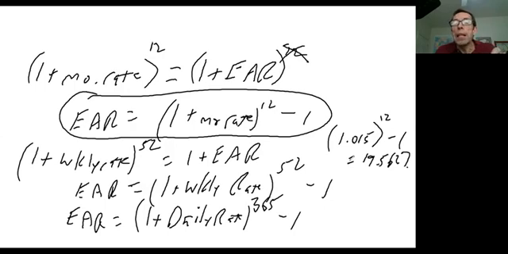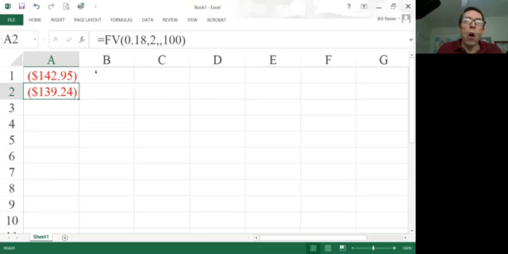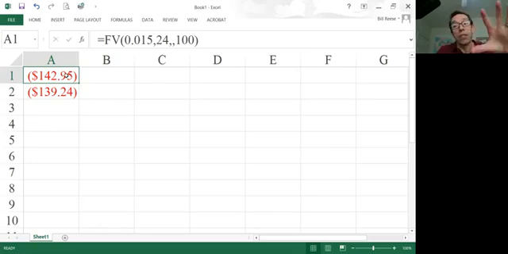19.562%. That means if I have monthly compounding, where it's 1.5% per month, effectively, that's the same thing as getting 19.562% per year. And we can see this if we go back over to Excel. Now notice when we had 19%, it wasn't the same. Here is my 1.5% per month for 24 months. I owe $142.95. And that is what I owe because it is monthly compounding.